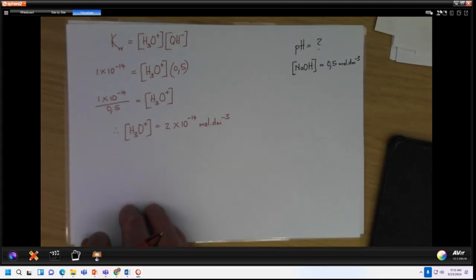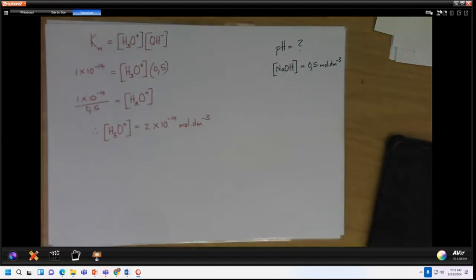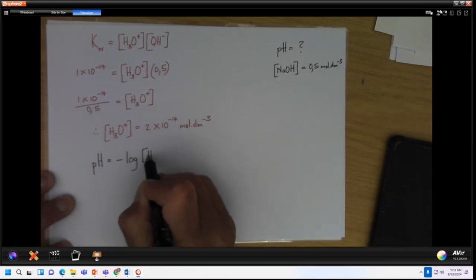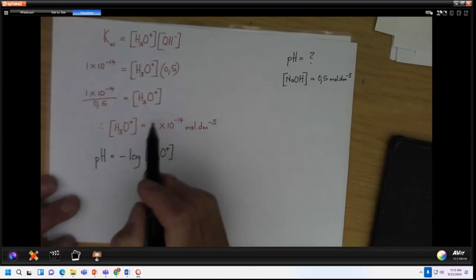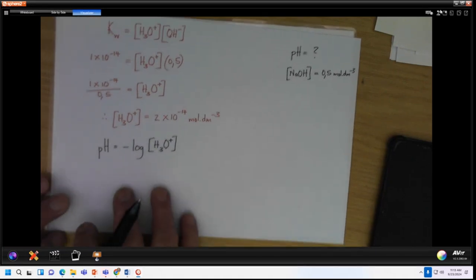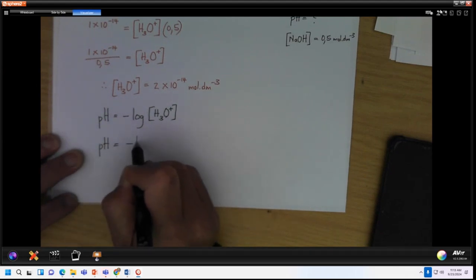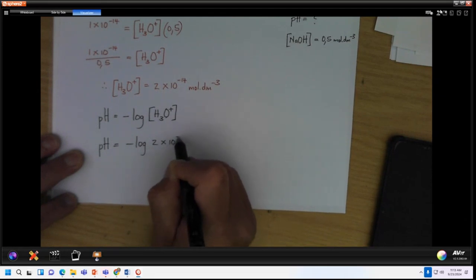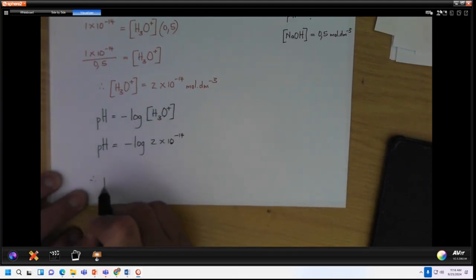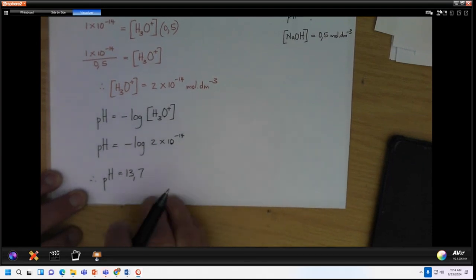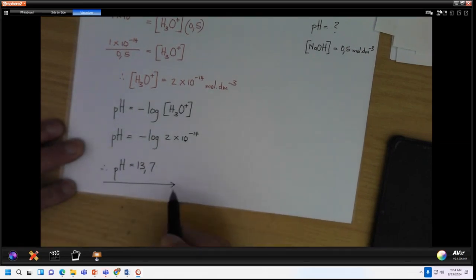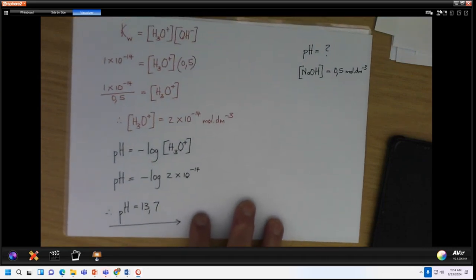But that's only the first part of our calculation. The question says, find the pH. Now, the pH formula, as you know, is equal to minus log concentration of H3O+. We've got the concentration of the H3O+ now. All I'm going to do is substitute it here and use logarithmic principles to get to that. So the pH is equal to minus log 2 times 10 to the minus 14th power. When I put that in on the calculator, the calculator tells me, therefore, the pH is equal to 13.7. There's no unit for pH. It's simply a number. Remember, it represents the degree of alkalinity or acidity of a compound. So there we have our full calculation.